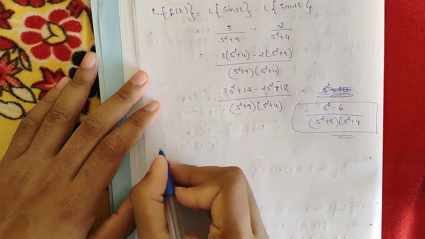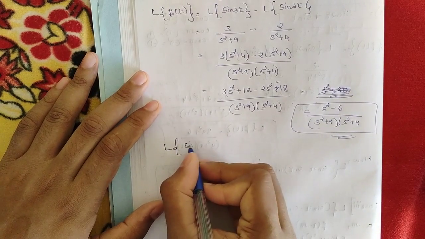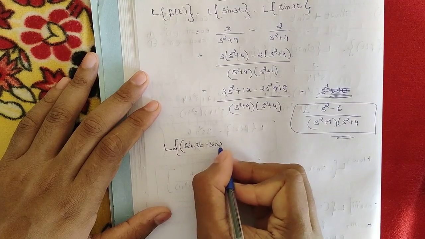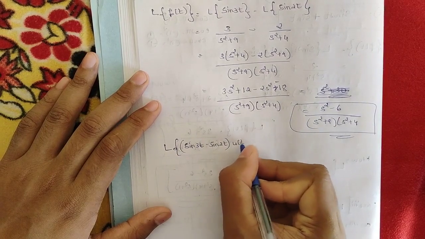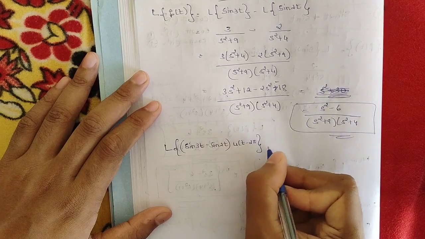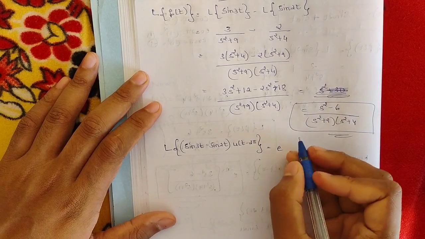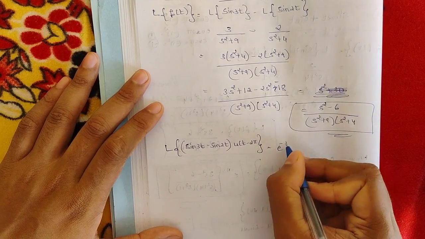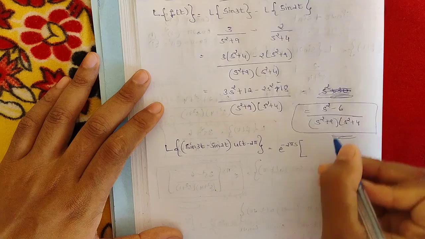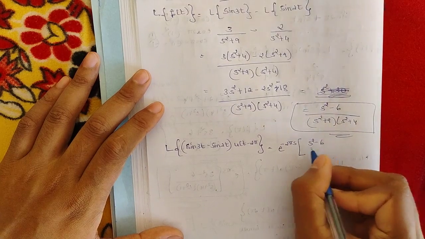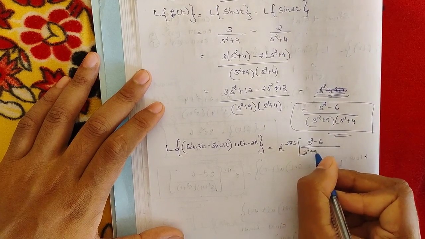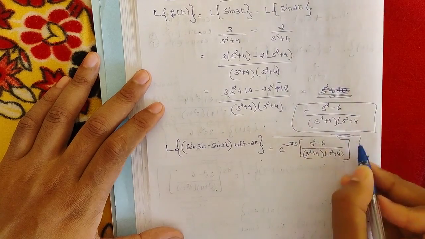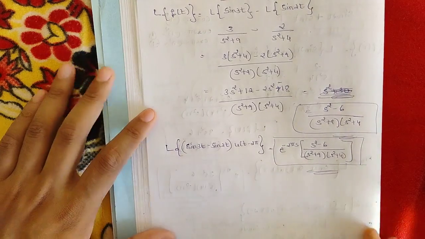Now the Laplace transform of (sin 3t minus sin 2t) into u of t minus 2 pi is given by e to the power minus as, that is in place of a now we have 2 pi, so e to the power minus 2 pi s into whatever answer we got, that is s square minus 6 divided by (s square plus 9)(s square plus 4). So this is the answer for the third case.